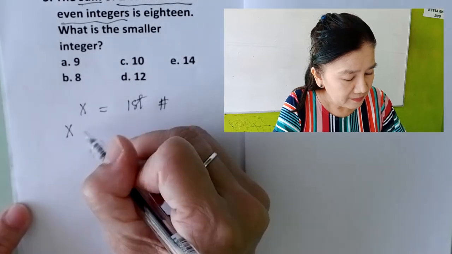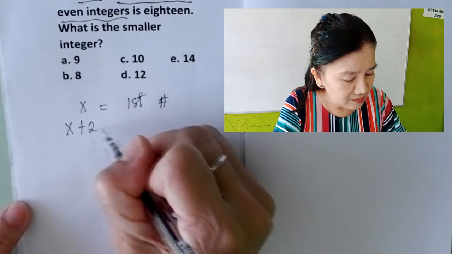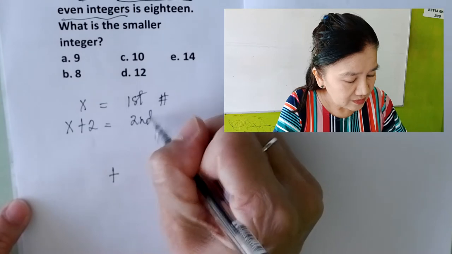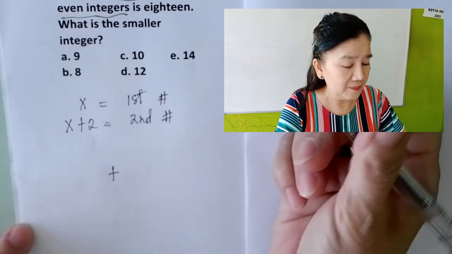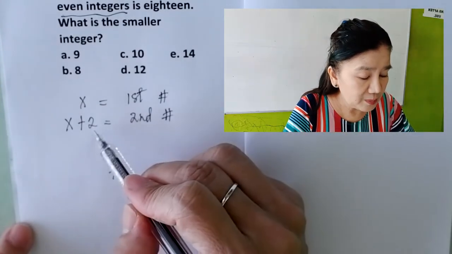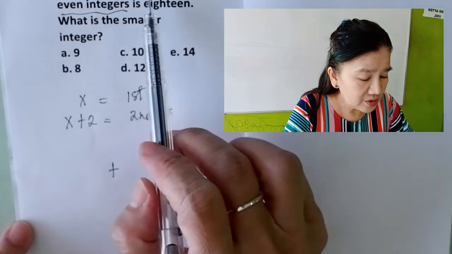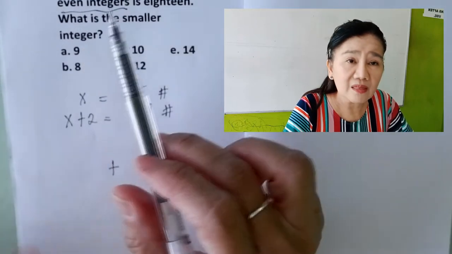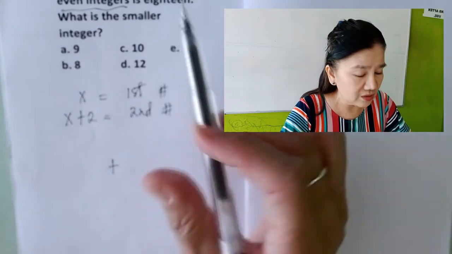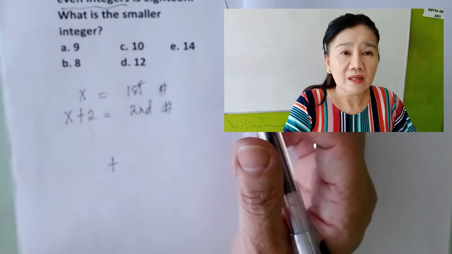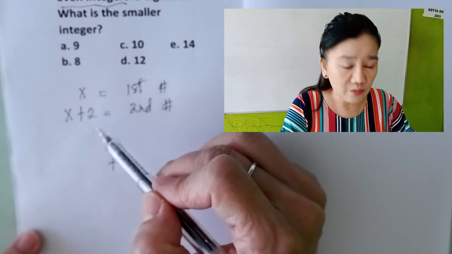And then the second integer must be X plus 2. That's the second integer. Why X plus 2? Because the difference between two consecutive even numbers is 2. So you have to add 2 here.